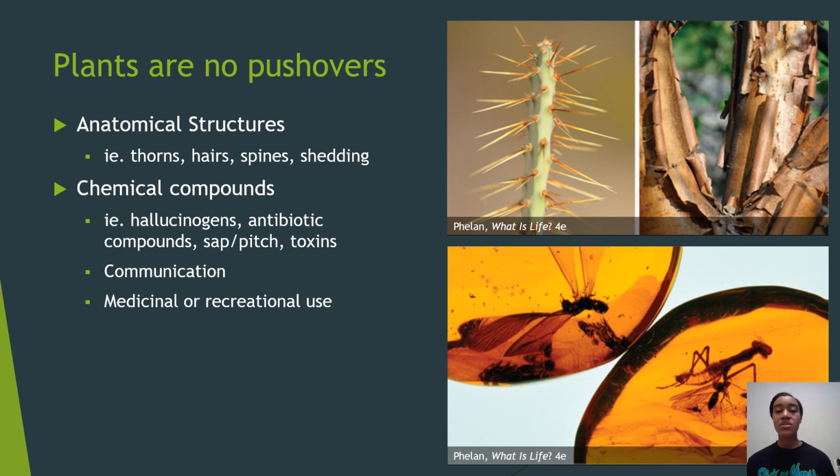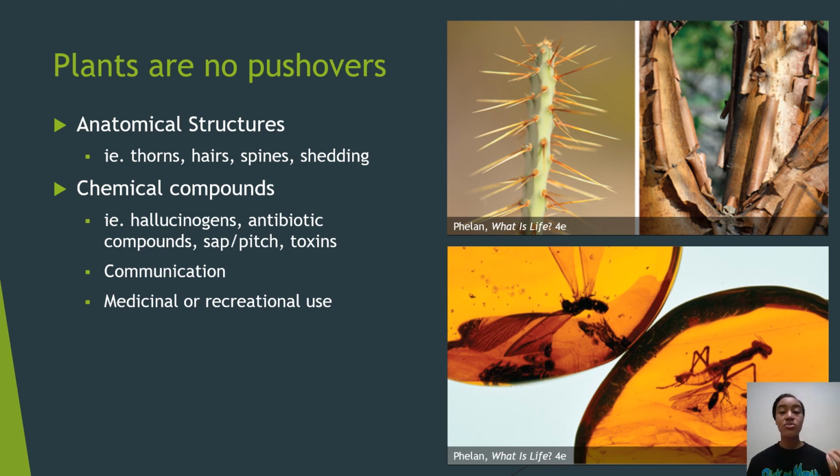In order to protect themselves, plants can use two different methods. They can use anatomical structures, and some examples of these are thorns and spines, which if you've ever owned a cactus or accidentally ran into a burr bush or a rose bush, you're very familiar with.